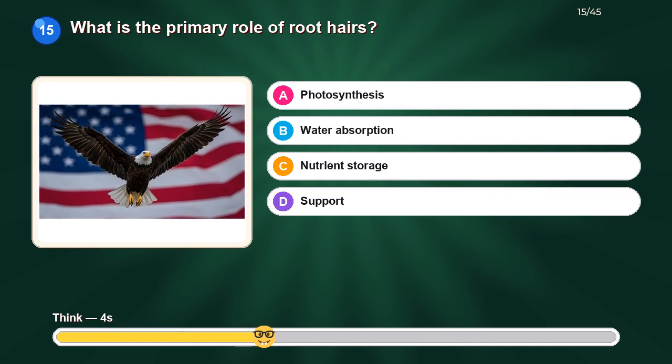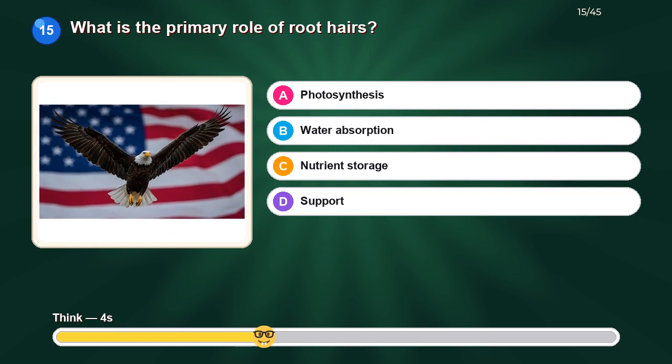In which type of leaf arrangement do leaflets arise from a common point? Option A, pinnately compound. Option B, palmately compound. Option C, simple. Option D, alternate. The correct answer is palmately compound.